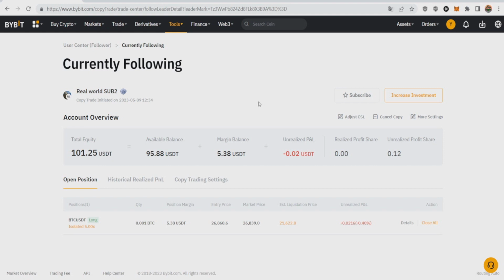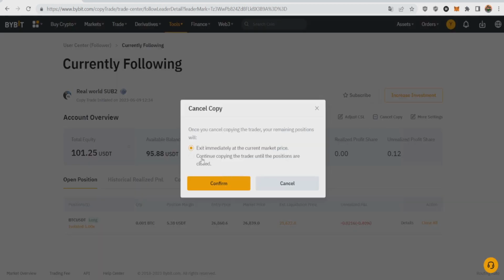Then the last question always is, how do I unfollow? So you just cancel copy and then exit immediately at current market price. Don't keep them open. Let's say it's a really bad trader, makes really bad decisions, and you keep continuing open trades and they go from minus 20% to minus 100%, because you got hopium that he will recover. No, just exit immediately. That's how you do it.